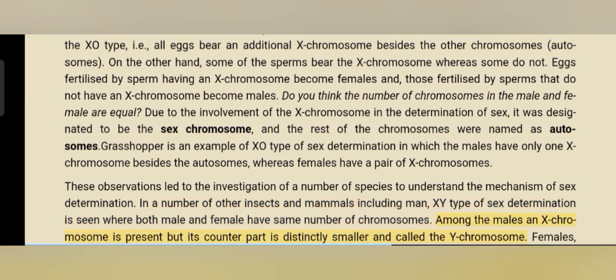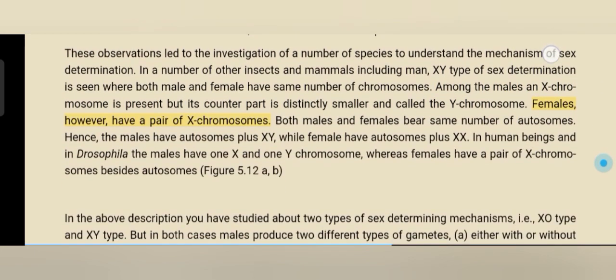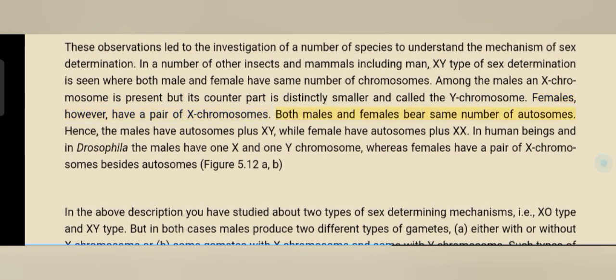Among the males an X chromosome is present, but its counterpart is distinctly smaller and called the Y chromosome. Females, however, have a pair of X chromosomes. Both males and females bear same number of autosomes. Hence, the males have autosomes plus XY, while females have autosomes plus XX. In human beings and in Drosophila the males have one X and one Y chromosome, whereas females have a pair of X chromosomes besides autosomes, figure 5.12a, b.